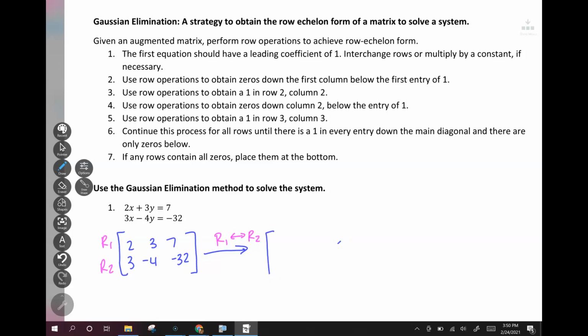First, so 3, -4, -32, and then 2, 3, 7. And now I'm going to do row 1 minus row 2, or plus negative row 2. If I do row 1 minus row 2, that leaves me with a 1 here. -4 minus 3 gives me -7. -32 minus 7 gives me -39.